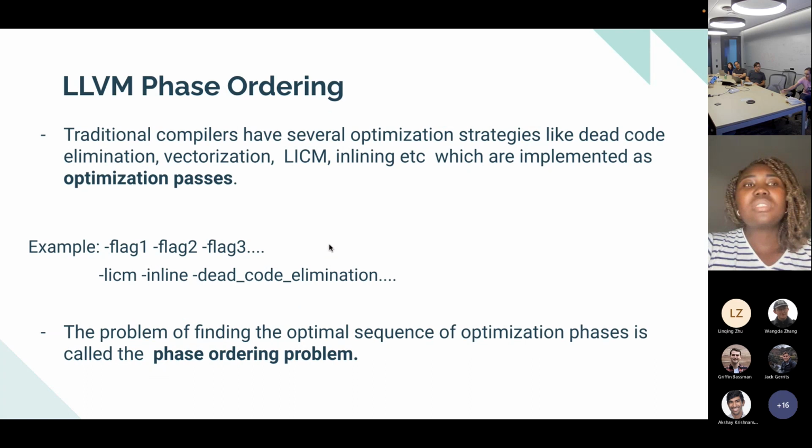So traditional compilers use different optimization strategies like dead code elimination, vectorization, loop invariant code motion, that's LICM. You have inlining and many other optimization strategies, which are implemented as optimization passes in the compiler. They are implemented as flags, like flag one, flag two, in that order. And the problem of finding the optimal sequence for the optimization phase is called the phase ordering problem. And that is the problem we are trying to address.